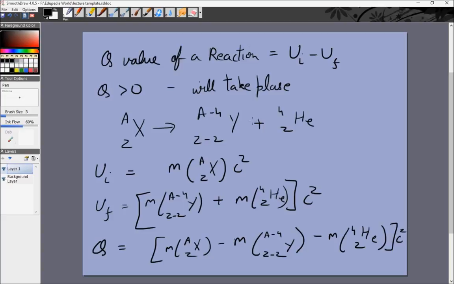And we already know that the combined rest mass energies of the final products has to be smaller than the rest mass energy of the initial product. Otherwise, the reaction will not take place. The reaction takes place because Y is more stable than X. That is only possible if this whole system has a smaller rest mass energy than this system.